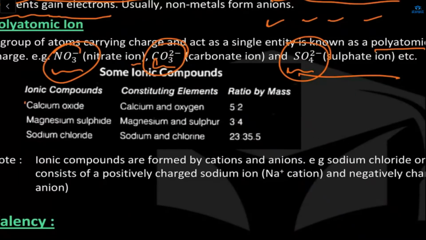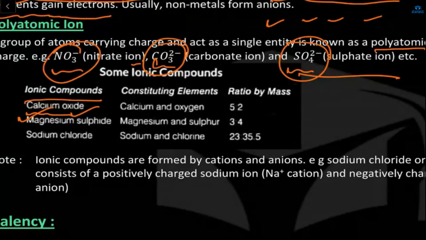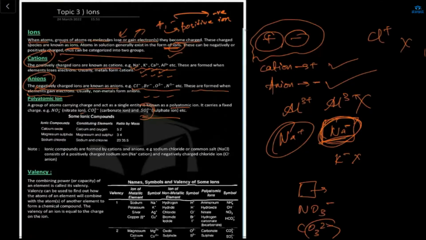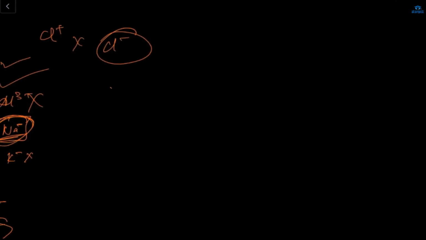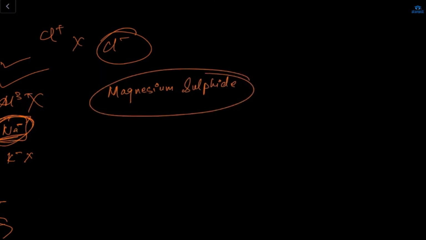Now here, this is my ionic compound. Let's say I'm taking the ionic compound calcium oxide. So what are the constituent elements of this compound? One is calcium and another one is oxygen. Okay, wait. If I'm writing magnesium sulfide, what are the elements contained in this magnesium sulfide? And one more.